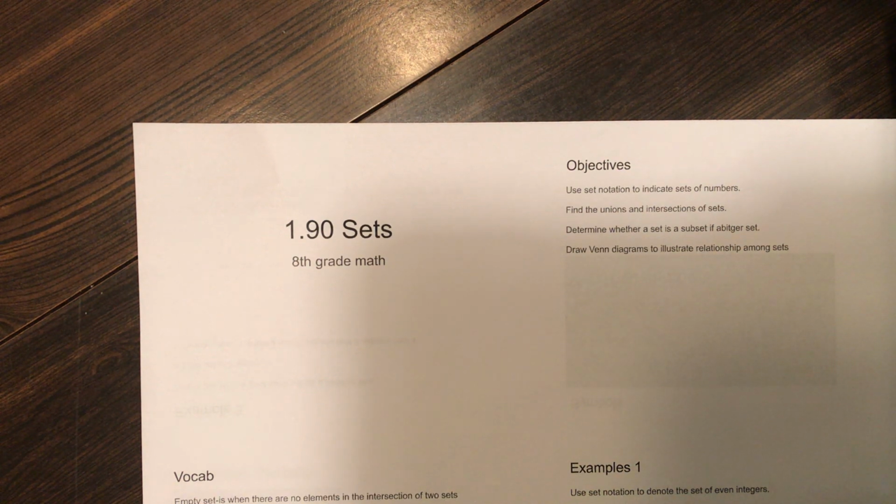1.90 sets. So basically we're going to be working with a set of numbers today. We're going to look at rational numbers a little bit, and not so much irrational, natural numbers and so on, and kind of how we can group them. Going back kind of like to English a little bit, you're going to have Venn diagrams and that stuff.